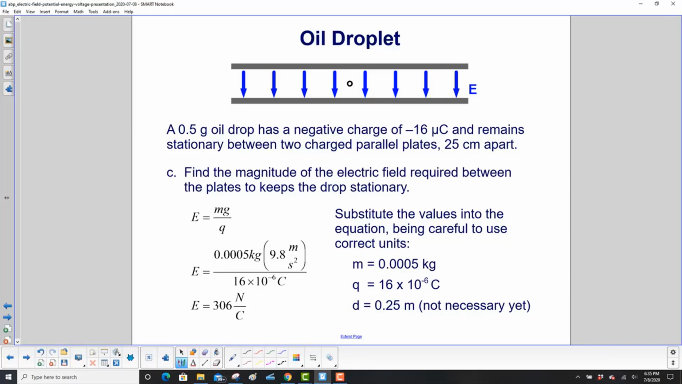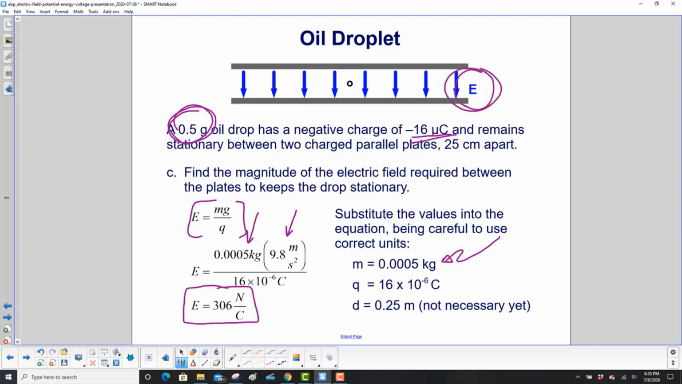Now we just need to plug in our values to this equation. And the mass is 0.5 grams, but we need to be in kilograms. So you move the decimal over 3 places, and you get 0.0005 kilograms. Here's g, gravitational acceleration, and divided by the charge. It's microcoulombs, so it's going to be 10 to the minus 6. And here we go. Here's our electric field. And notice we're just looking for the magnitude here, right? It's 306 newtons per coulomb, and we know it's in a down direction. Why? We figured that out earlier in the problem.